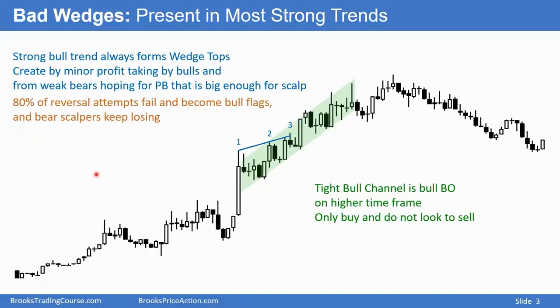Remember my 80% rule. If you're in a strong bull trend, 80% of reversal attempts fail and become bull flags, and the bear scalpers keep losing money. They keep selling. They sell a failed breakout. They sell a final flag reversal. They sell a wedge top, another wedge top, another wedge top, and they keep losing money.